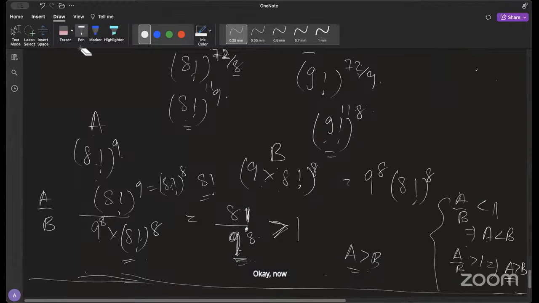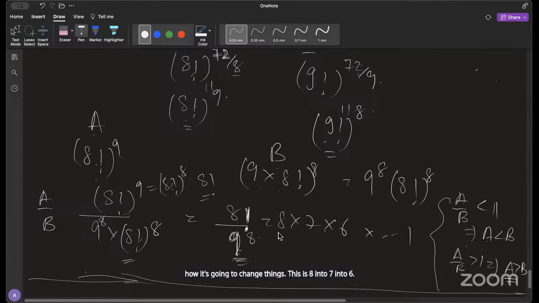Okay, now the things are changed. n is greater than 1. Now it's going to change things. This is 8 into 7 into 6 till 1, and this is 9, 9, 9. So each time, these are 8 numbers, and these are 8 numbers too, but all of these are 9. So if you can just clearly see, right?